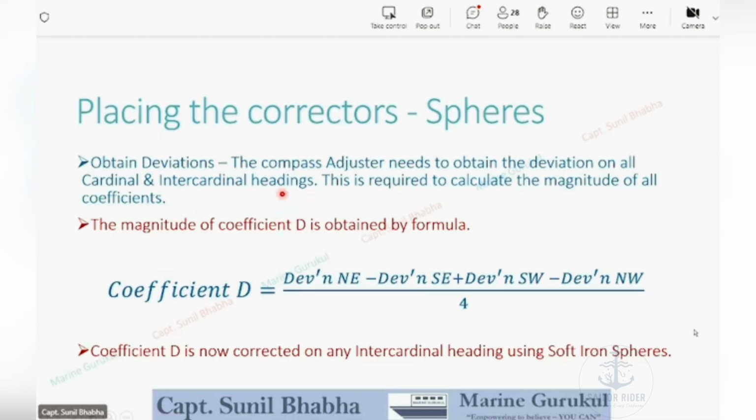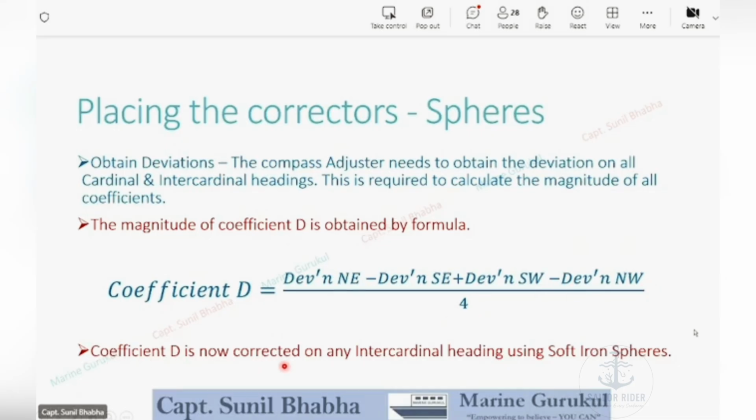Now these deviation readings help him to evaluate the magnitude of all the coefficients. We have formulas for the coefficients with which we can calculate their magnitude, and this helps us ascertain the amount of correction we require. For example, the magnitude of coefficient D can be obtained by using this formula: coefficient D is equal to deviation on northeast heading minus deviation on southeast heading plus deviation on southwest heading minus deviation on northwest heading, divided by 4.